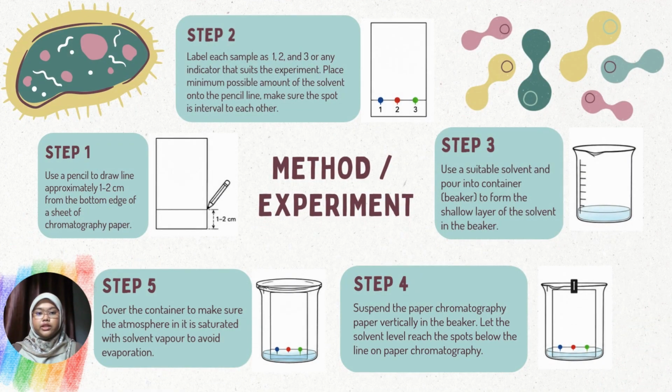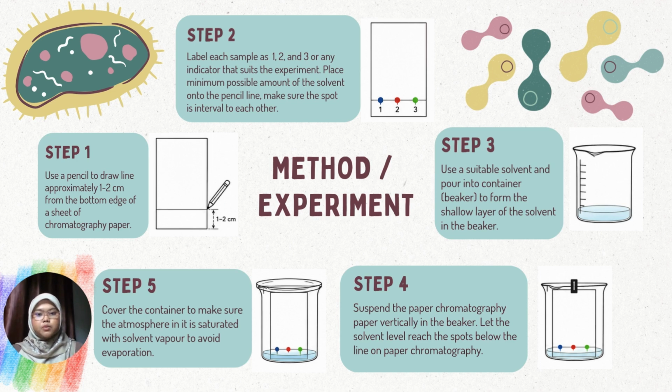Next, there are 10 steps for the method and experiment. Step 1. Use a pencil to draw a line approximately 1 to 2 cm from the bottom edge of a sheet of chromatography paper. Step 2. Label each sample as 1, 2, and 3 or any indicator that suits the experiment.